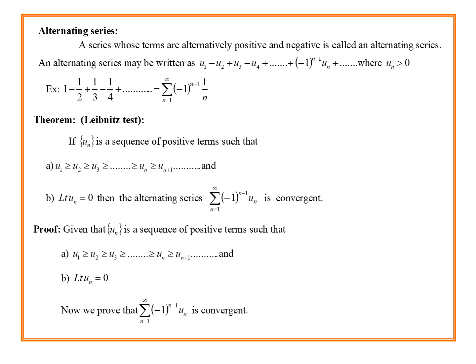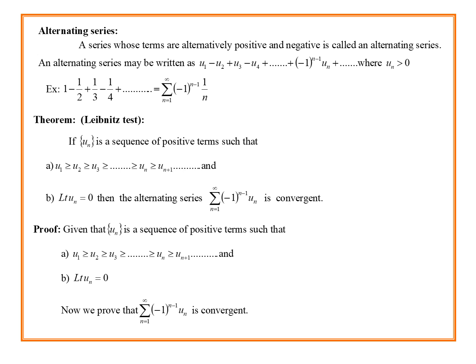Now coming to the theorem. Our next theorem is the Leibniz test. What is the statement? If sigma un is a series of positive terms such that we have two conditions. First one, u1 greater than or equal to u2 greater than or equal to u3 greater than or equal to so on, greater than or equal to un greater than or equal to u of n plus 1 and so on. And second one, limit un equal to 0. Then the alternating series sigma n equal to 1 to infinity minus 1 whole power of n minus 1 into un is convergent. That is what we have to show in this theorem.